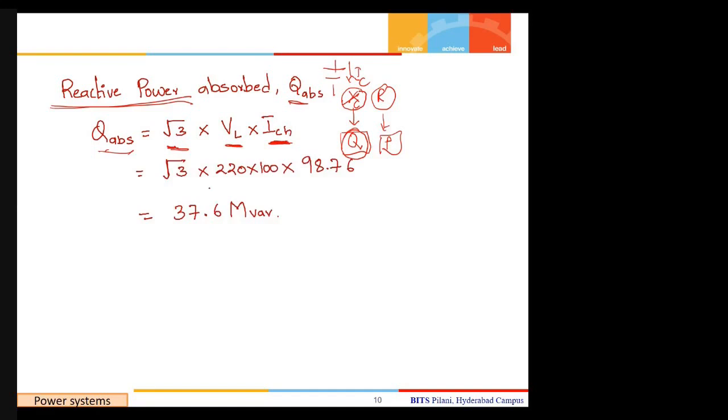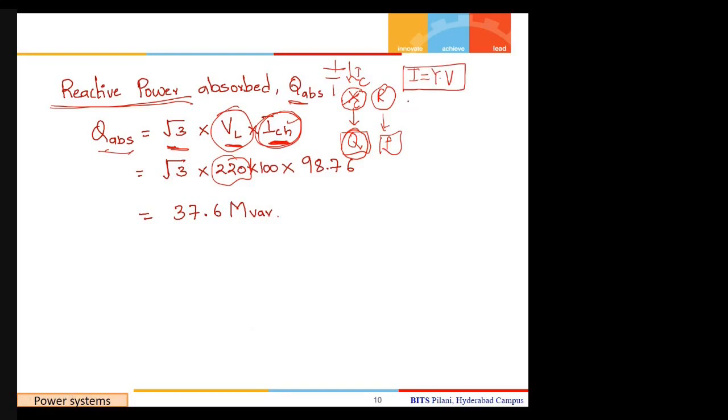Now if we substitute the line voltage as 220 volt, which is given to us, and the charging current, whatever is there, that we have to substitute. We have to determine the charging current. So you know that there is a relationship between the current, admittance, and voltage. So I is equal to Y into V. This is the relationship between current, admittance, and voltage.